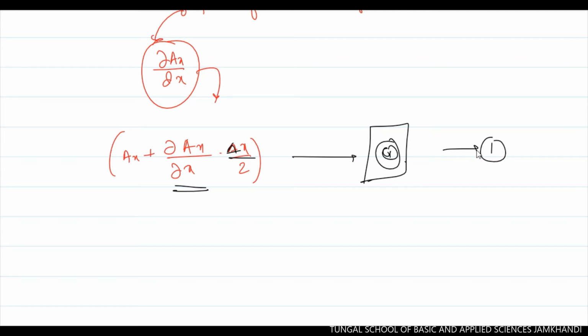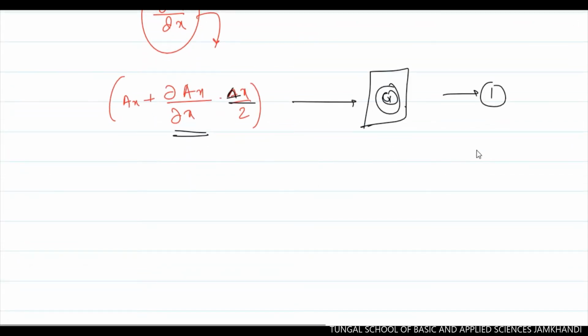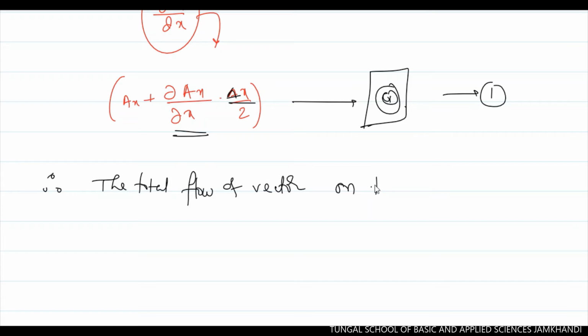Then similarly, if you calculate the same outward flow along the total coordinate system, the total flow of a vector on the front face including x, y, z coordinates, means both y and z coordinates.